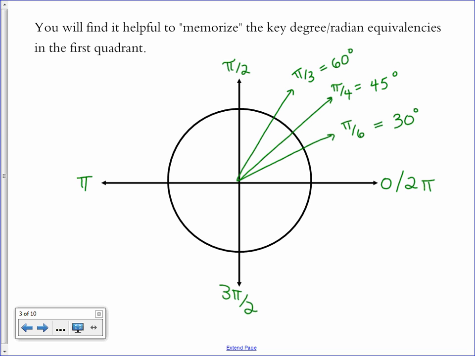So if I use pi over 3, you should know that that's 60 degrees. If I use pi over 4, know that that's 45 degrees. And then of course I'm going to be giving you multiples of these as well, like 2 pi over 4 or 3 pi over 4. And you can base it all on knowing what 1 pi over 4 is. So really helpful to have these ones more or less memorized.